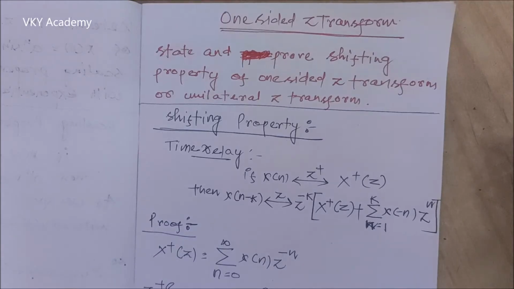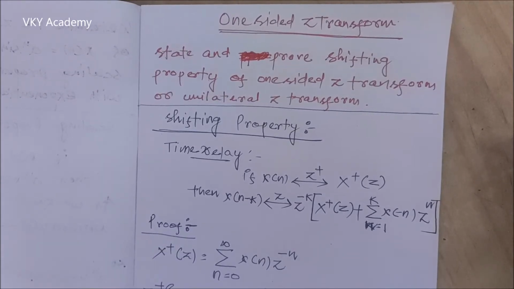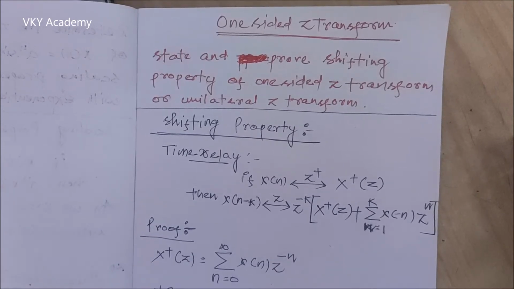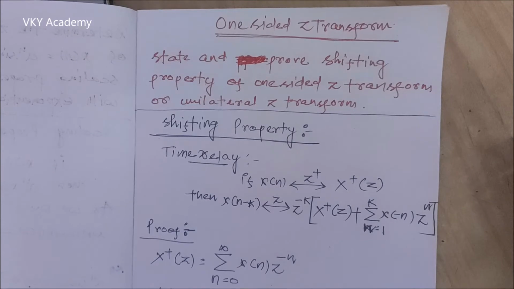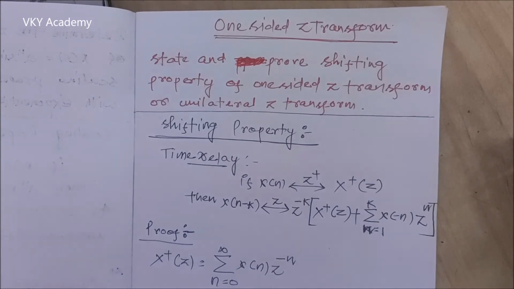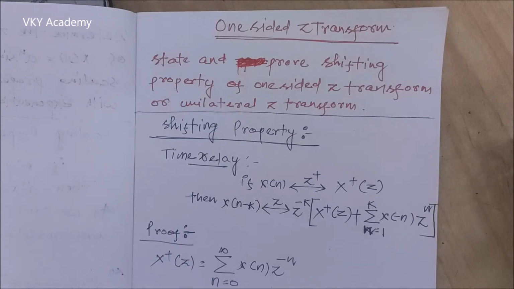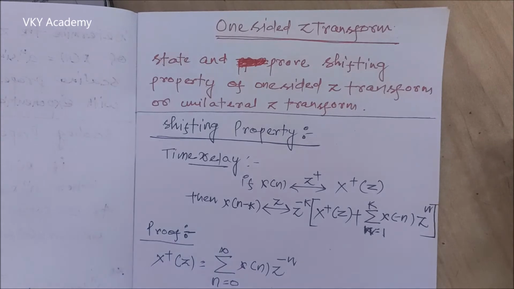Hello everyone. In the previous lecture we have seen what a one-sided Z transform, or unilateral Z transform, is, and we have also seen how it is different from the two-sided Z transform. We also discussed the properties of the one-sided Z transform, and we discussed that almost all the properties of the one-sided Z transform are the same as the two-sided Z transform, except the shifting property. So in this class we prove the shifting property of the one-sided or unilateral Z transform.